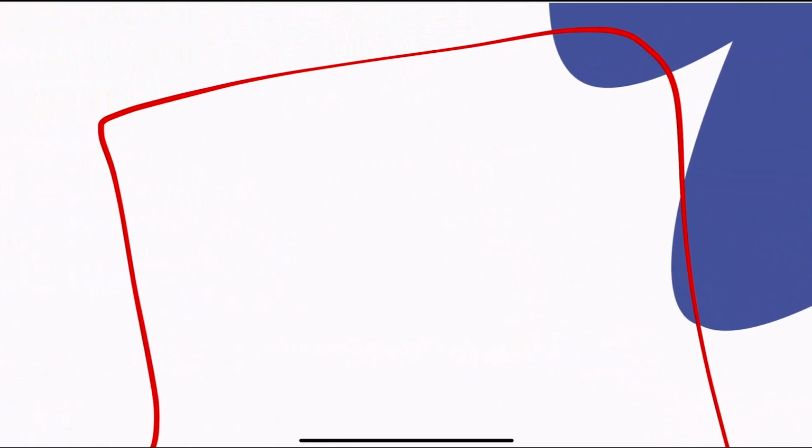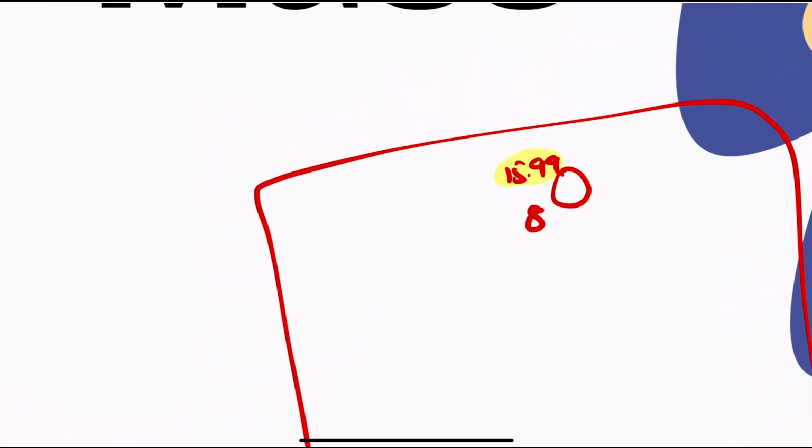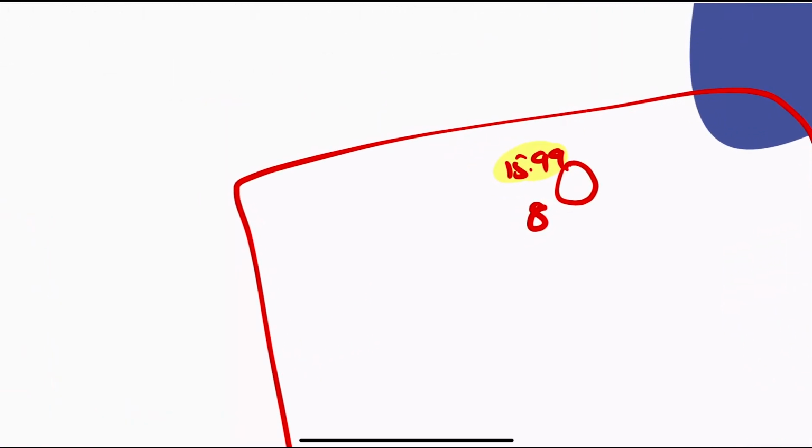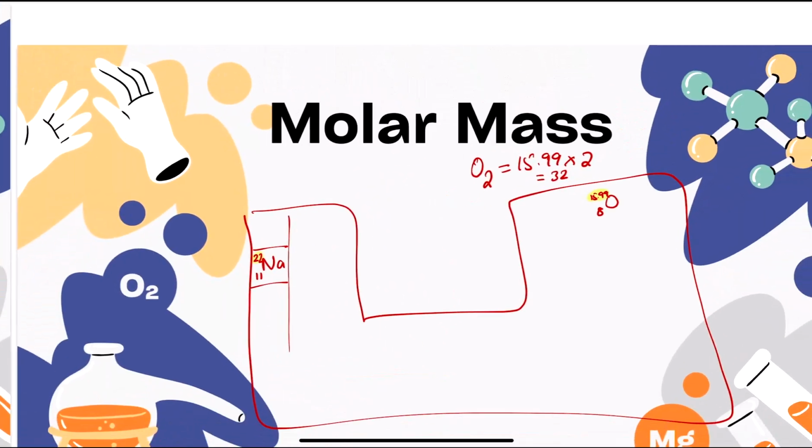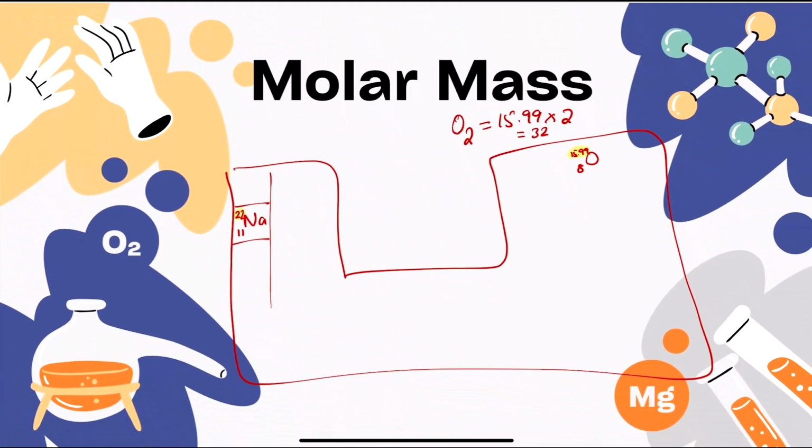Then for oxygen, somewhere around here, you would see 2 numbers, which is 8 and 15.999. So if I were to find the molar mass of oxygen, it would be 15.999. But the only thing different for oxygen is that oxygen exists as O2. So I would have to do 15.99 times 2, right? So that will give me something around 32. So this is how you find molar masses of elements.